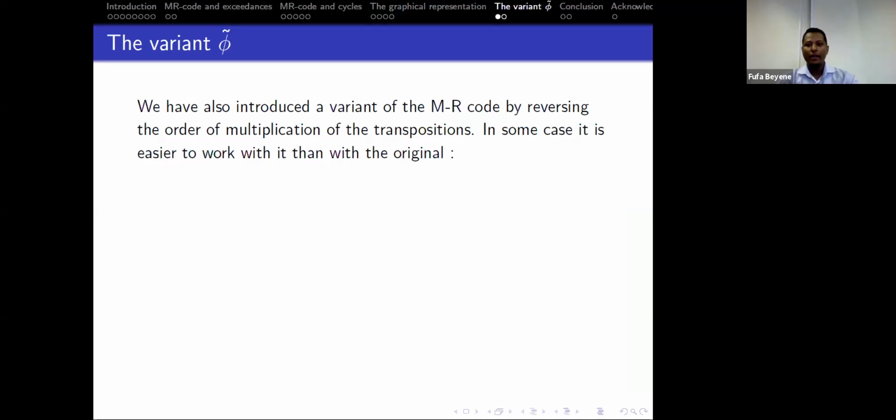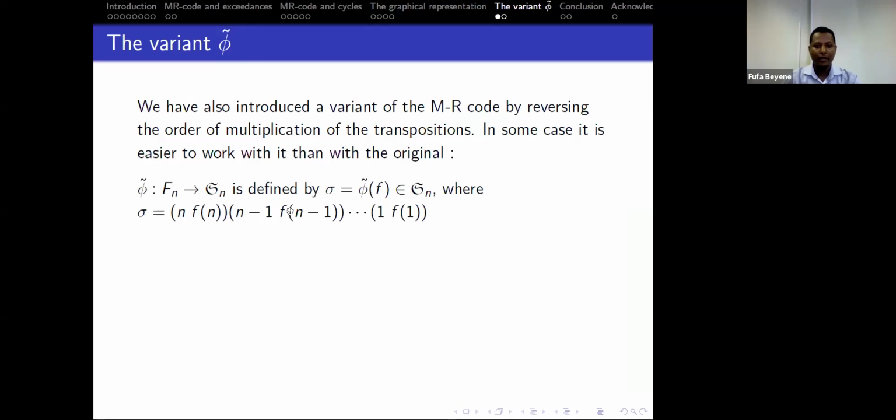Finally, I will say a few words regarding the variant Phi Tilde. This Phi Tilde is also an MR code, but when we define it, it is given by the product of transpositions in the reverse order. Earlier for phi, we have taken the product from (1 f(1)) to (2 f(2)) up to this one, but now we consider the product in the reverse order. We have the product of these transpositions from left to right.